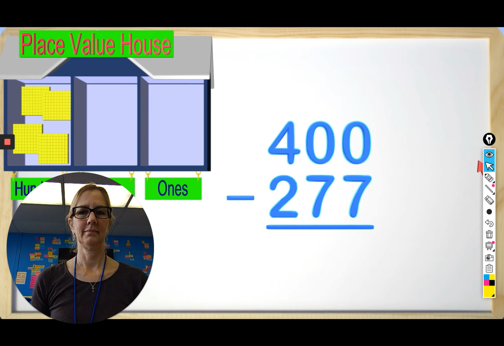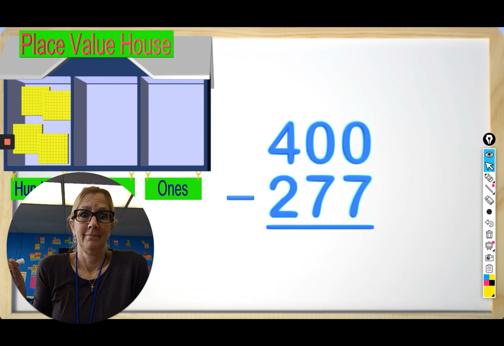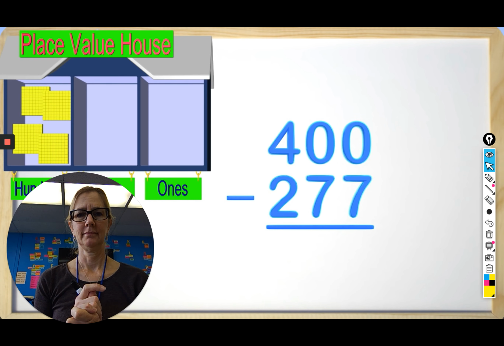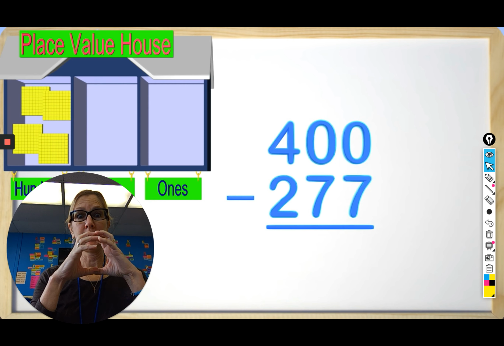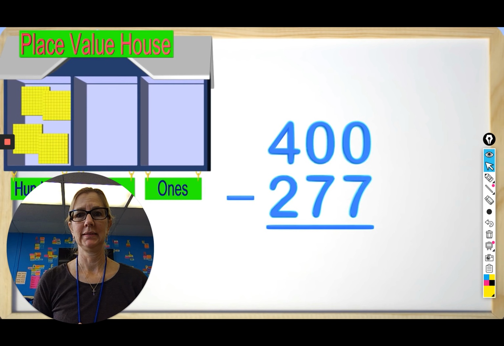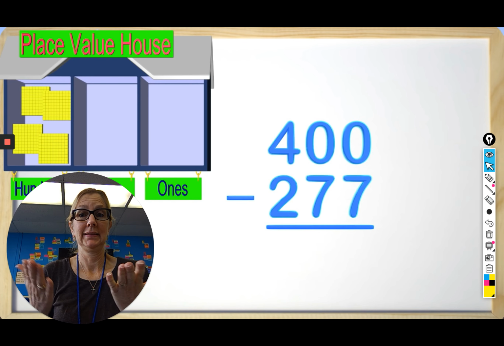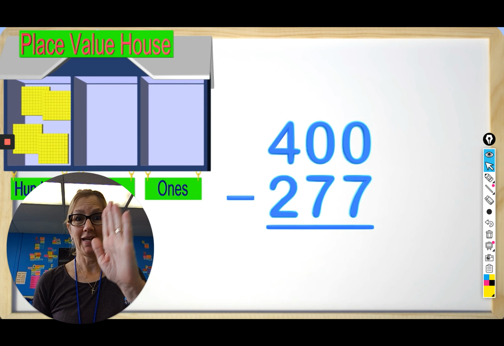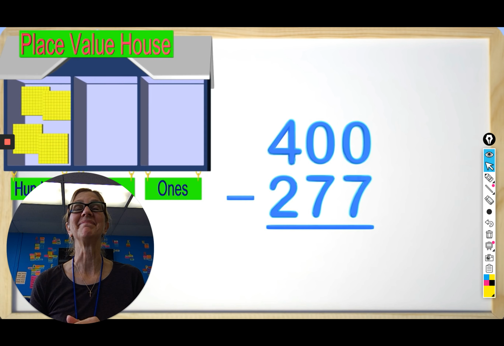Now looking back at the problem, we need to start subtracting in the ones place first. We cannot do this because we cannot take 7 away from 0. We need to regroup or borrow from the tens place to be able to subtract. What number is in the tens place? 0, right, so let's borrow from the 0. Wait a minute, we can't do that. We cannot borrow from a 0. Where should we borrow from next? The hundreds place, great job.